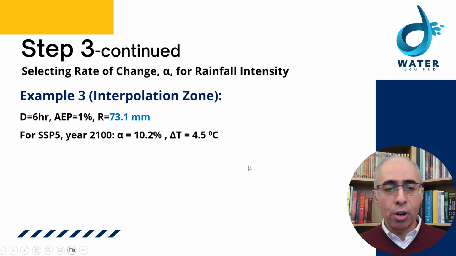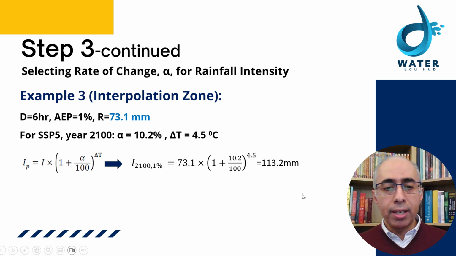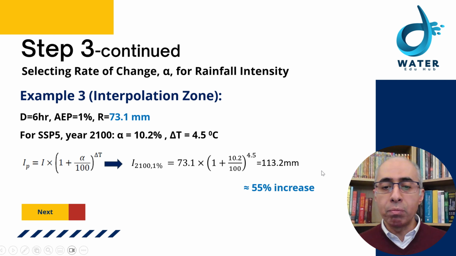Again, same scenario of the climate change. My alpha 10.2 and delta T same. So if I apply that into my equation, this time 10.2 will be divided by 100. Same power of 4.5. And the answer is 113.2 mm. And that's 55% increase. If you remember, for short duration we got 87, for long duration we got 41, and now for the interpolated one we get 55, which is obvious. It should be something in between those two numbers.